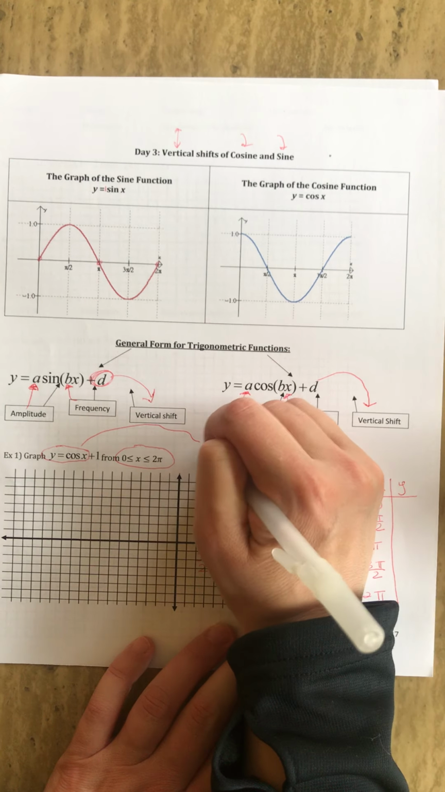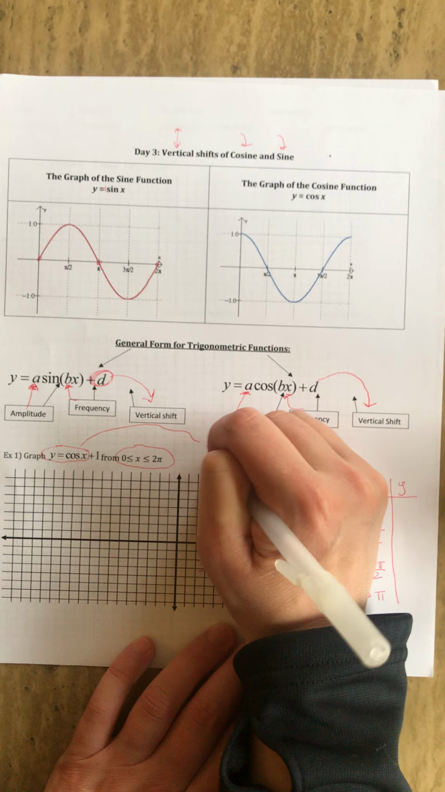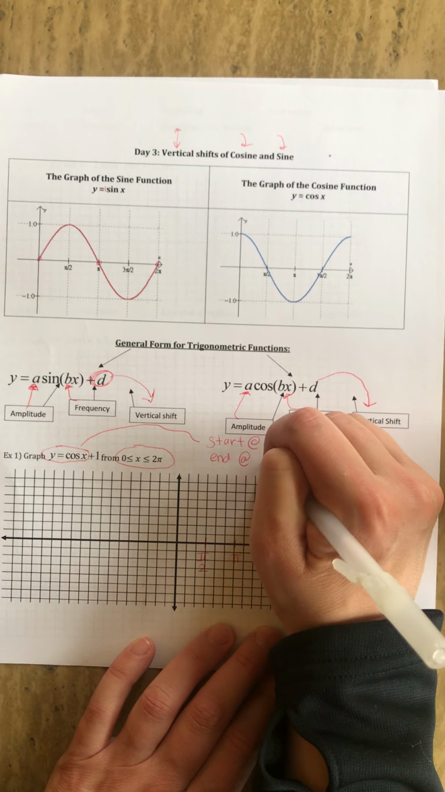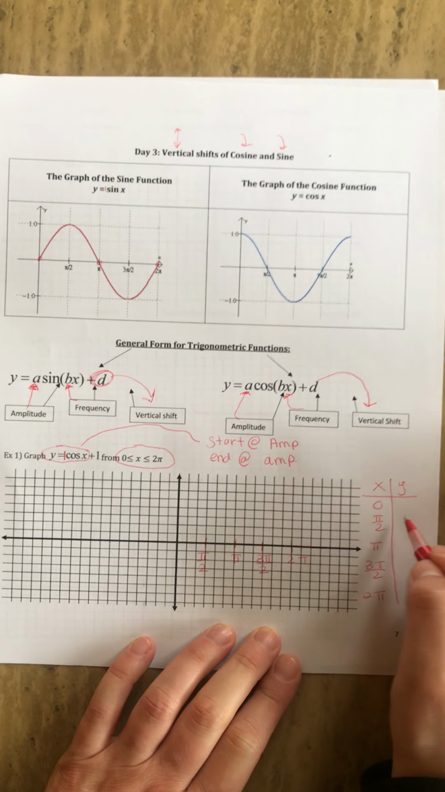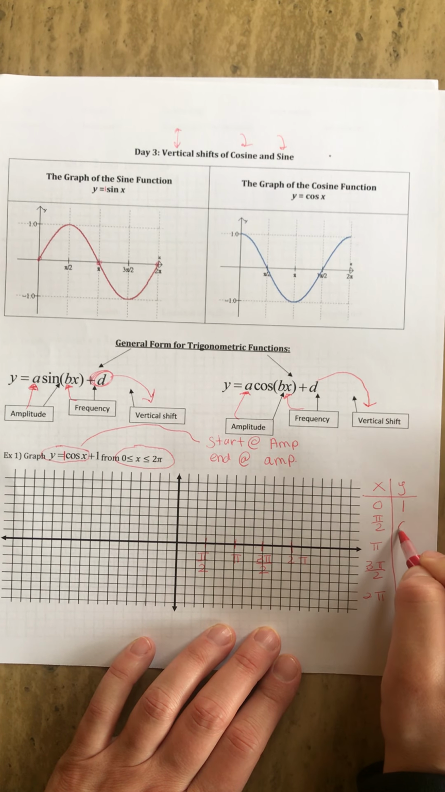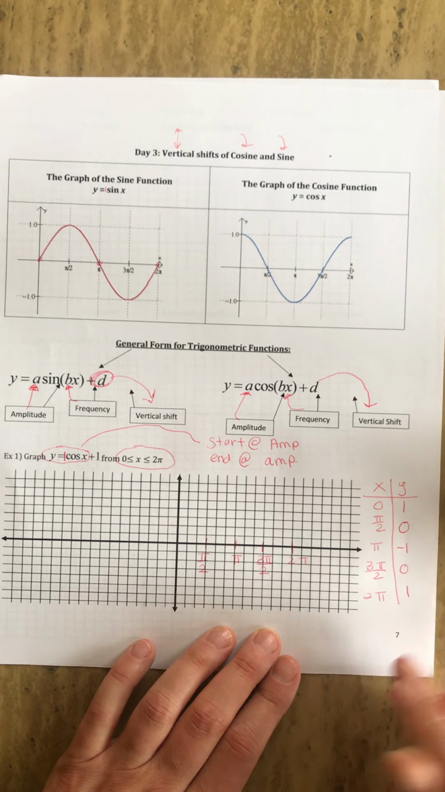Cosine, we're going to start at the amplitude. We're going to end at the amplitude. So we have an amplitude of 1, so we're going to start at 1, go down to 0, to -1, 0, and back up to 1.